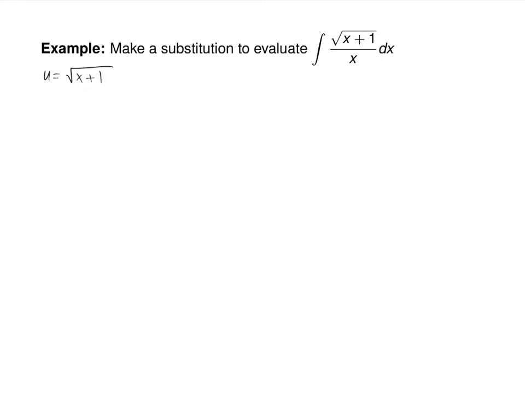The other problems, we'll get there, okay? Just give me a second. You just gotta be patient. Let me finish. So that's x plus 1 to the 1/2. So what's du in this case?